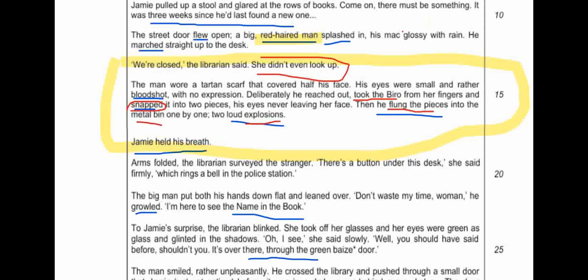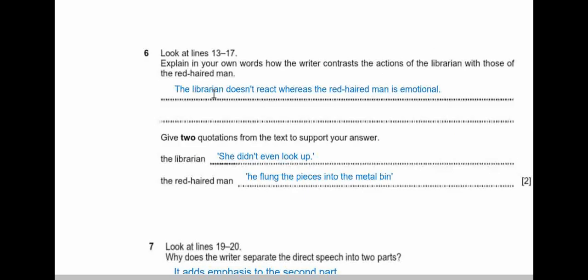So let's type that down. So we type down our answer. The librarian doesn't react, whereas the red-haired man is emotional. The quotation for the librarian is she didn't even look up, and for the red-haired man it is he flung the pieces into the metal bin.